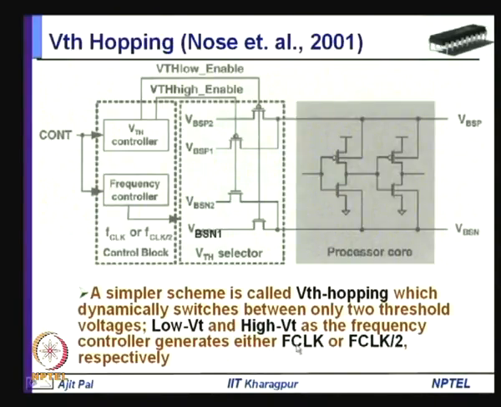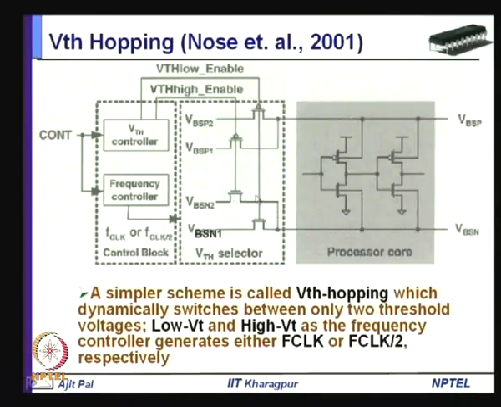You will be switching between the f clock low Vt pair and the f clock by 2 high Vt pair. Here is the corresponding hardware that you will require. The control signal may be coming from the operating system. The operating system will send a control signal, and the VTH controller will select either a high threshold voltage for the PMOS transistor, so high VSP2, and at that time we will be using high VSN2, that means high threshold voltage.